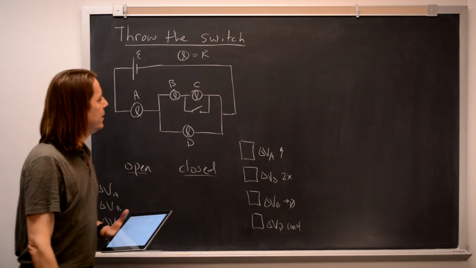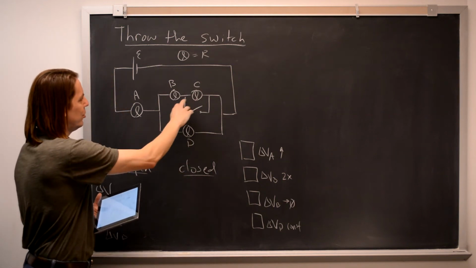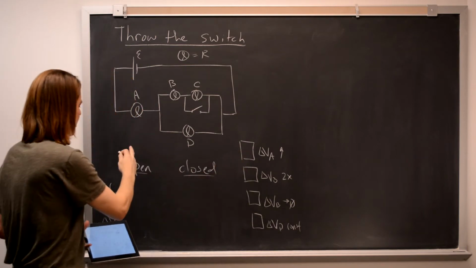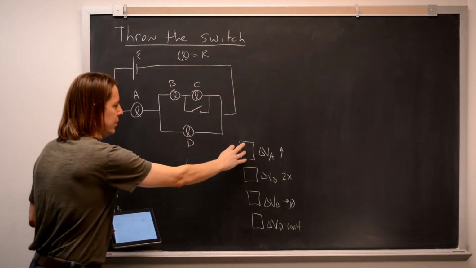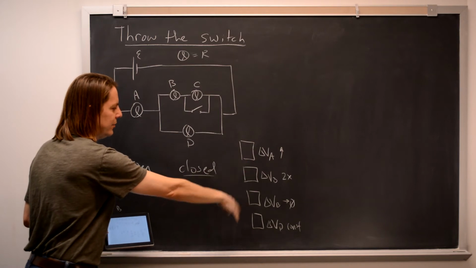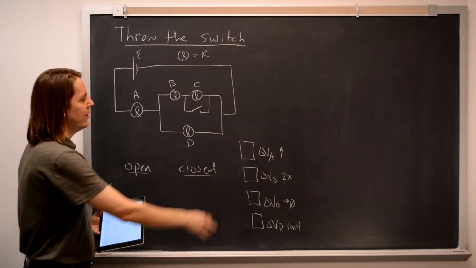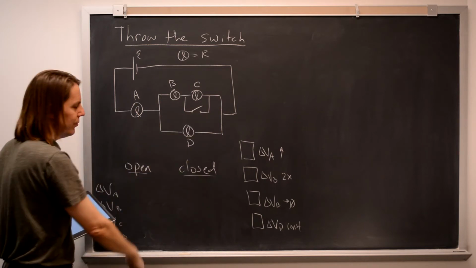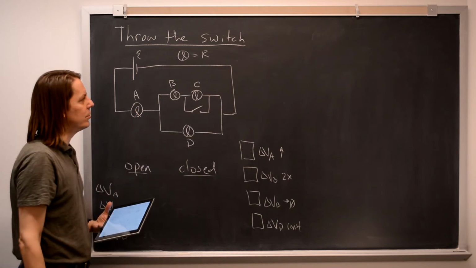Here's another circuit, a little bit more complicated. Now we've got another bulb, and the switch is around there. And again, we're answering these questions when we close the switch. Does delta VA go up, B 2x, 0, etc.? Rather than try to guess these one at a time, let's just go through all four voltages across all four bulbs, get them when they're open, get them when they're closed.